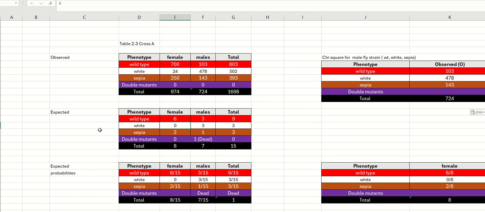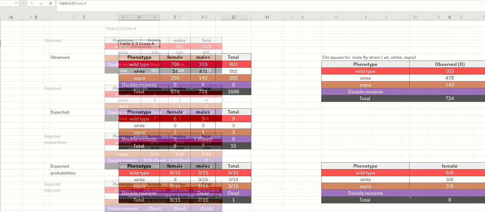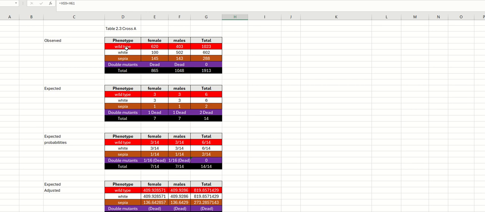And here it was cross A, and you can also calculate this. This is the answer of cross B. Sorry, here it should be cross B.